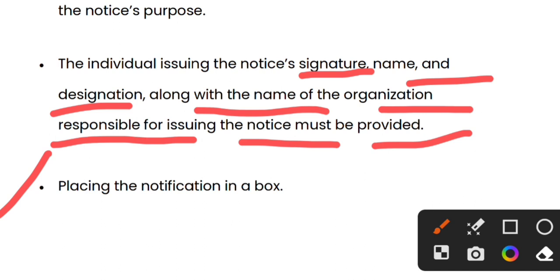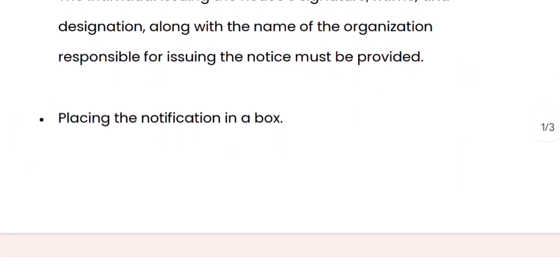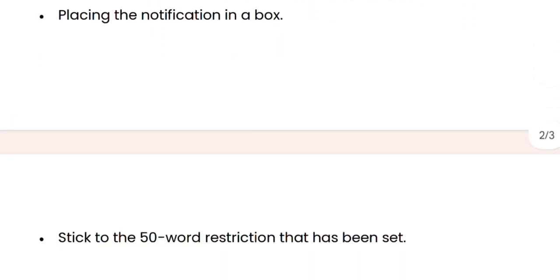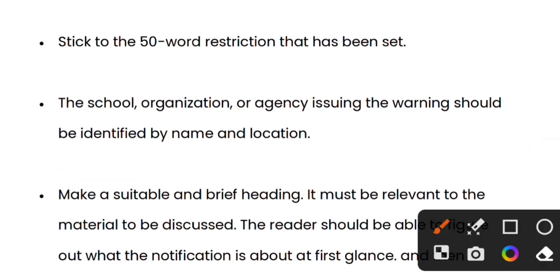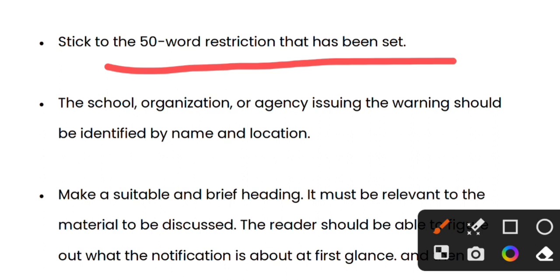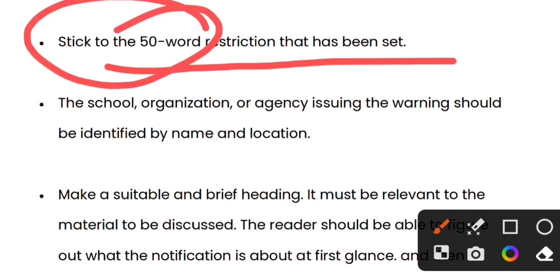Next is very important, placing the notification in a box. It means that after writing the notice, you will put your notice in a box. You will draw a box around it. Next is, stick to the 50 word restriction that has been set by the CBSE. The maximum word limit for writing a notice is 50 words. So you have to keep these words in mind while writing a notice.